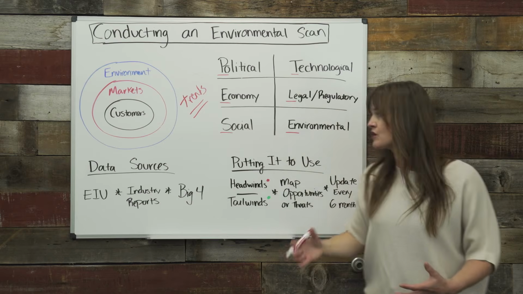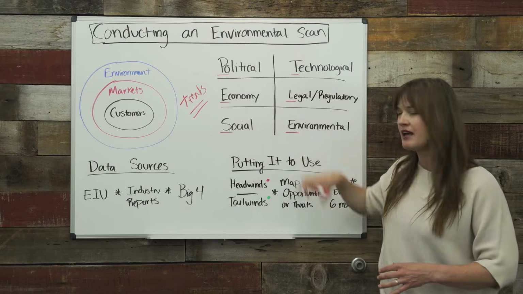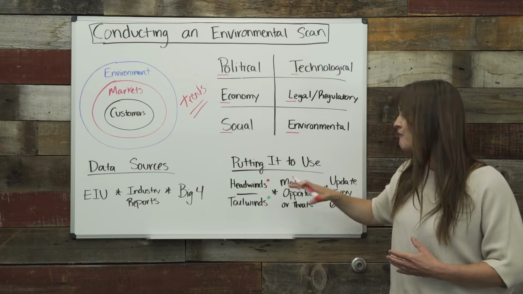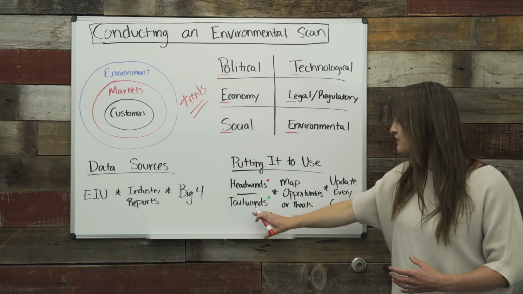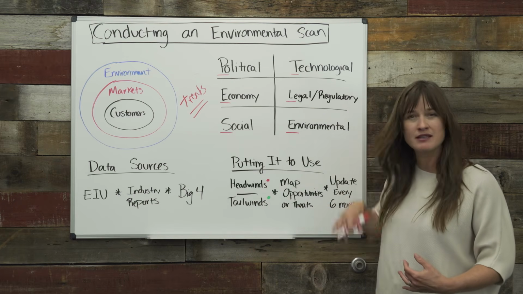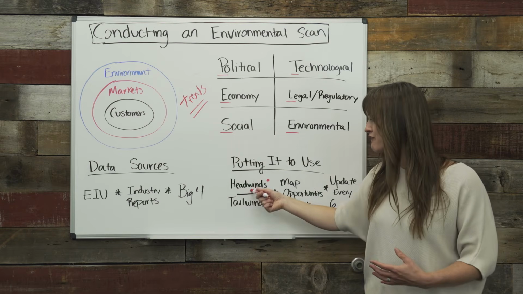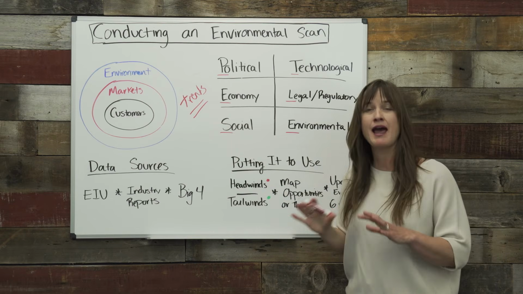How do you put it to use? So you gather all that data, you organize it in key trends, maybe 3 to 5 in each of these different buckets. What do you do with it? So this is my favorite. This gets us to the so what. So now you have a bunch of ideas up here. It would be nice to identify which of those trends are going to create headwinds for you.